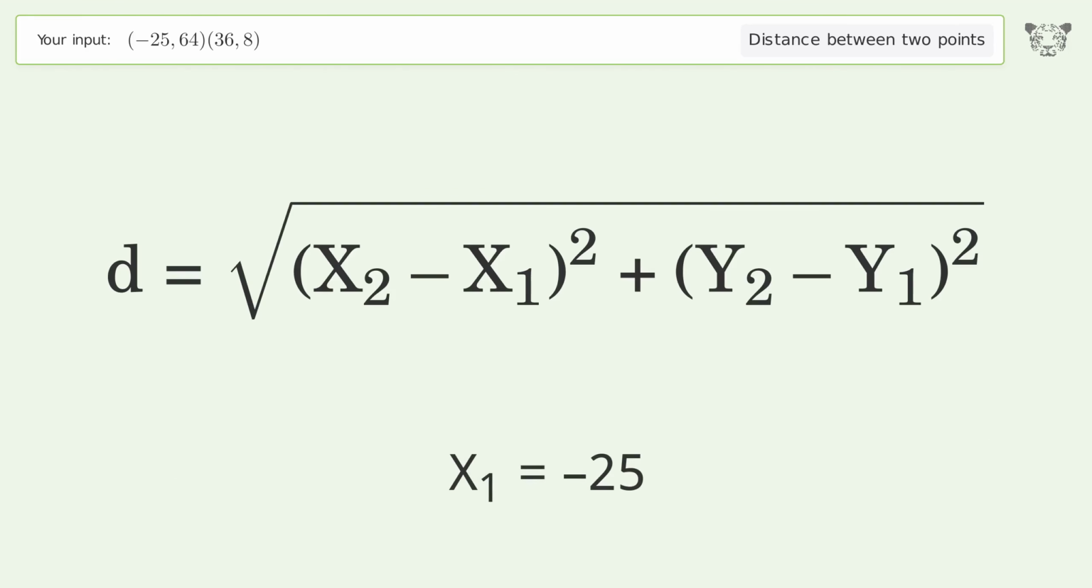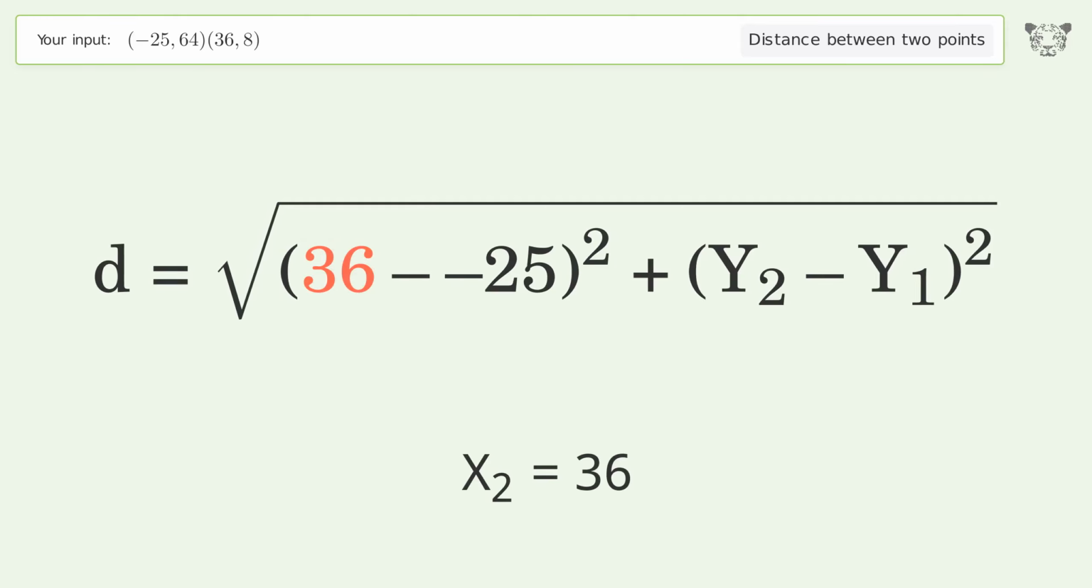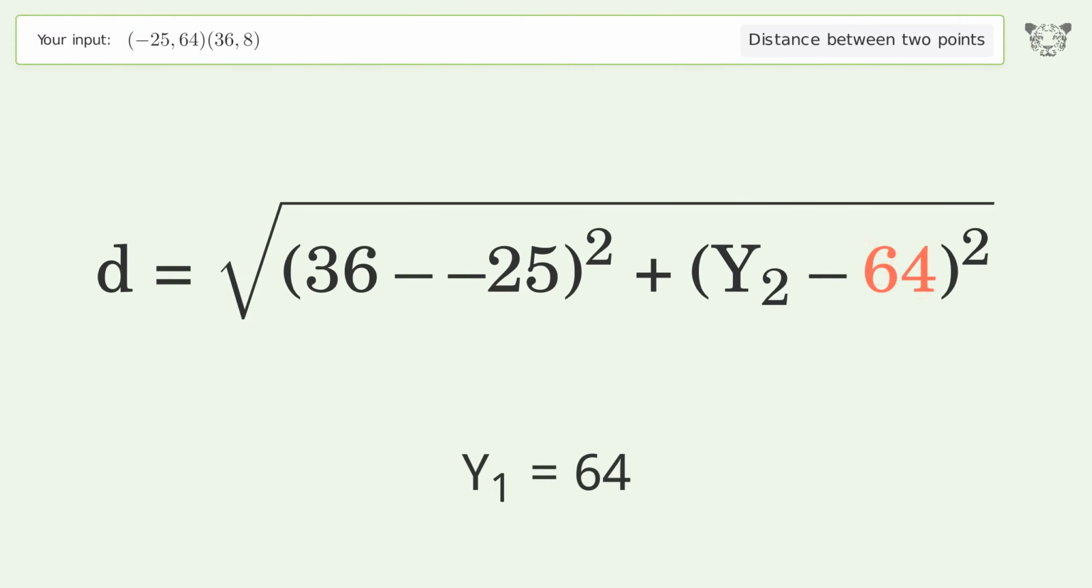x1 equals -25. x2 equals 36. y1 equals 64. y2 equals 8.